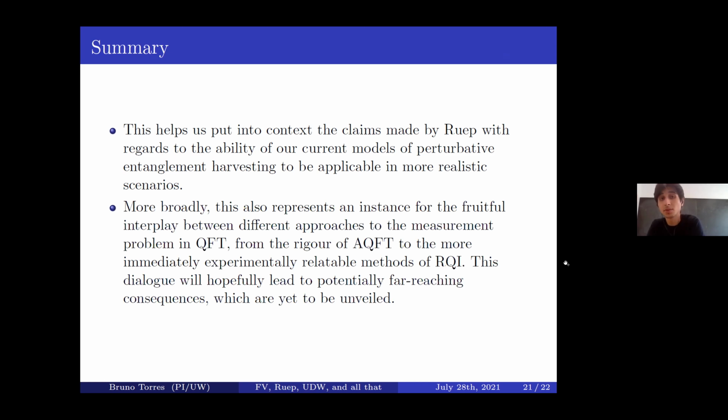And more broadly, I think it's worth saying that this will hopefully be just a first instance of the interplay between these different approaches to the measurement problem in QFT, both from the side of the rigor of algebraic quantum field theory, and for the experimental appeal and proximity of the setups that we are used to dealing with in RQI. And hopefully this will lead to some further non-trivial consequences that are yet to be discovered.